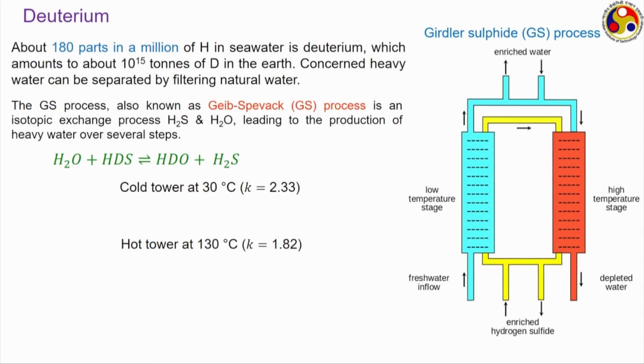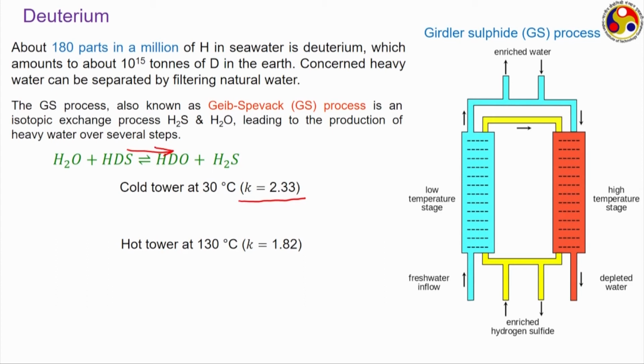When it passes through the cold tower, the corresponding equilibrium constant is higher than what we get in case of the hot tower, because the equilibrium constant for this particular reaction reduces with increase in temperature. Now, a higher value of the equilibrium constant at low temperature, that is while passing through the cold tower, refers to the forward reaction being more prominent.